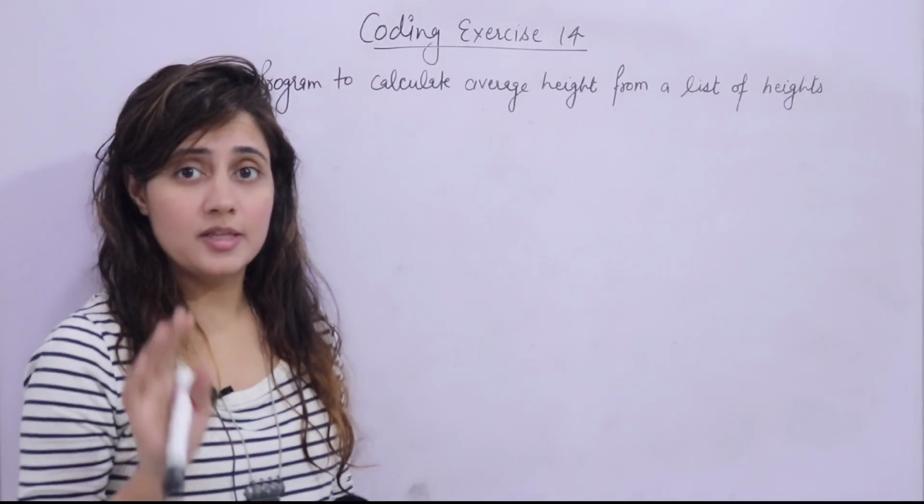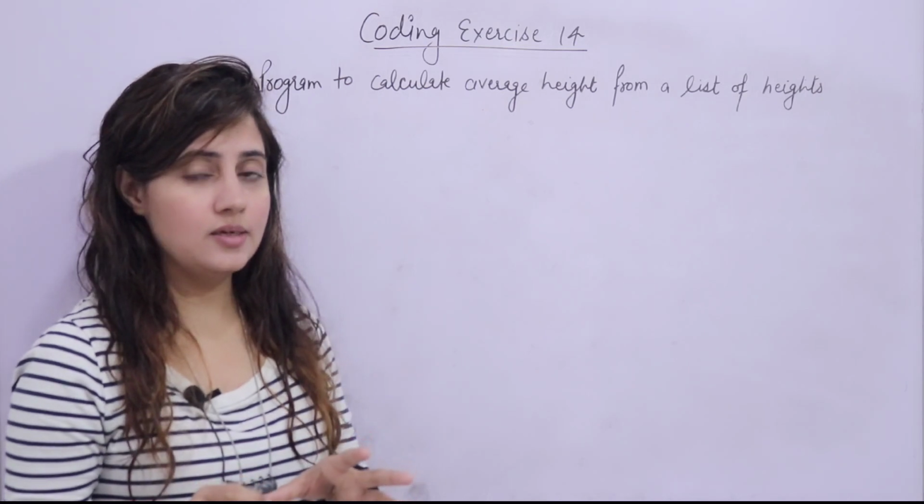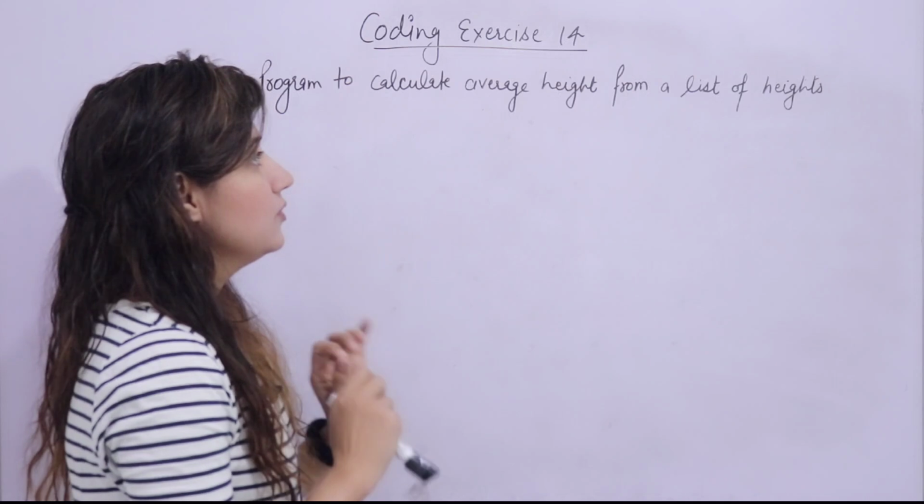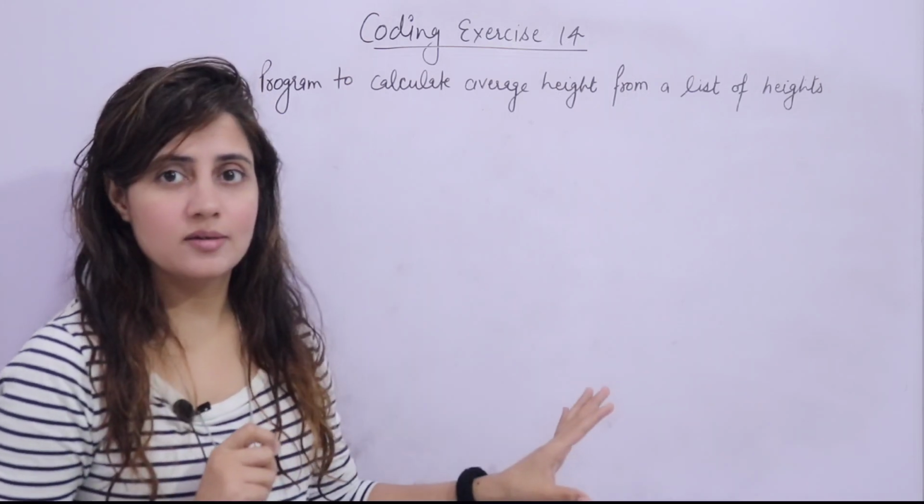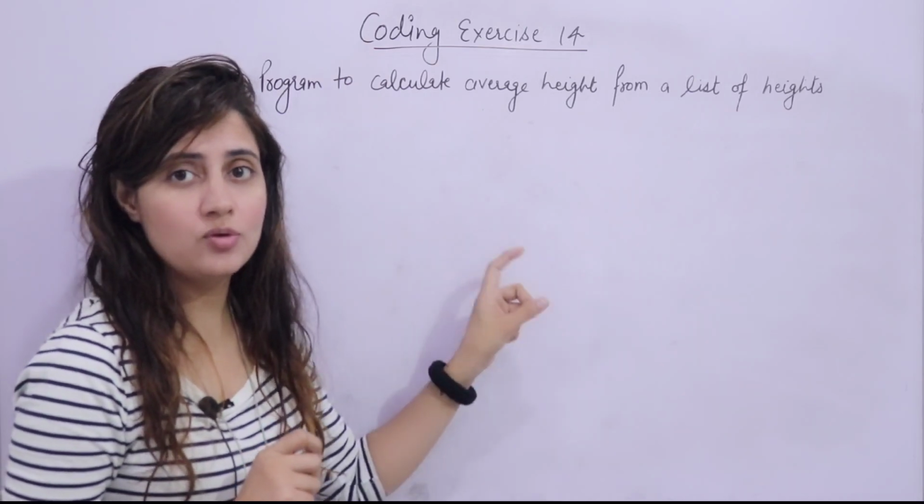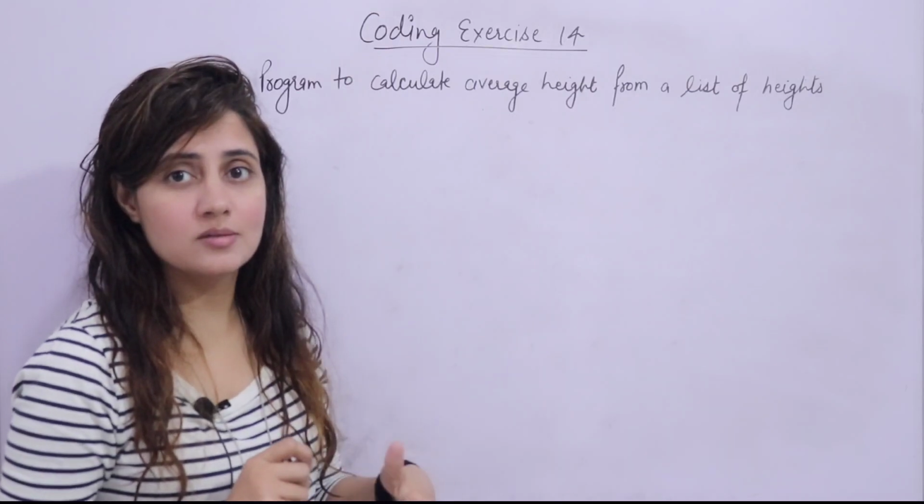So in the series of learning Python programming language, in the previous video we have seen for else, right? We have discussed for loop and for else. Now we'll be seeing one coding exercise based on that. With the help of for loop we will do this exercise. So what is the program? You have to write a program to calculate average height from a list of heights.